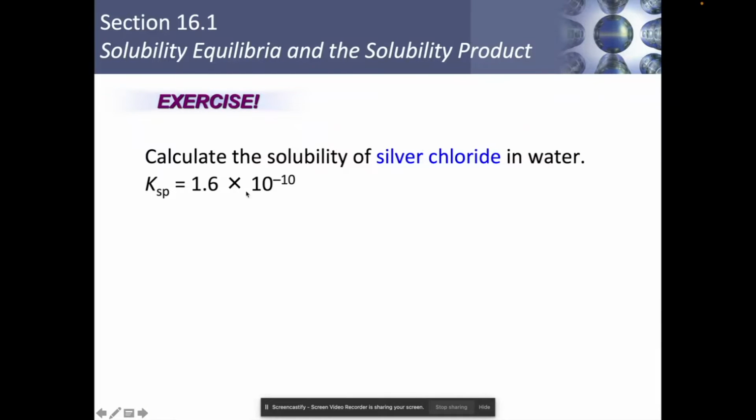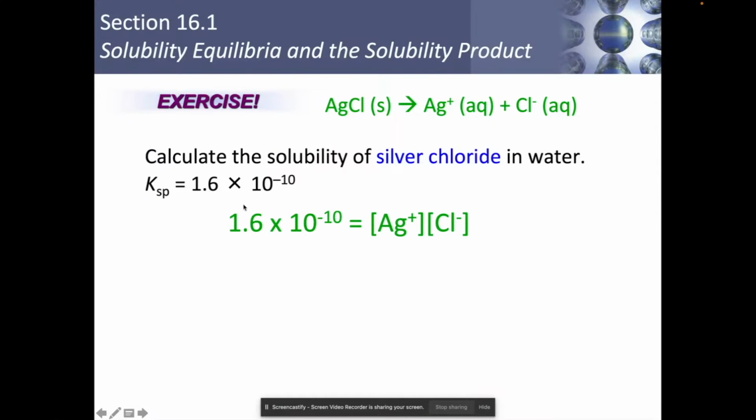Here's the Ksp value for silver chloride. So notice that it is a very, very, very small number. Remember, the greater the Ksp, the more soluble something is. This is not very soluble. So what do we do? Well, you need to know what our balanced equation is going to be. And so we have one silver ion and we have one chloride ion. Perfect. So the Ksp is this.